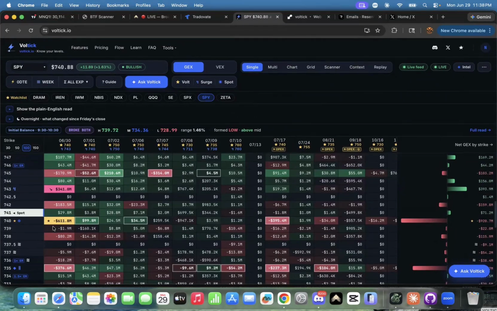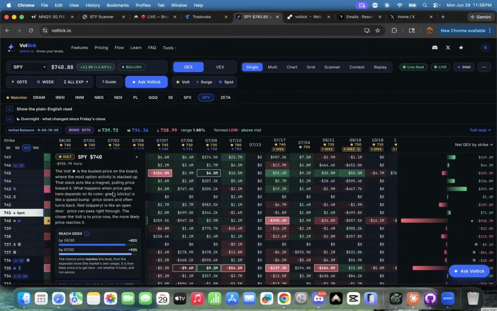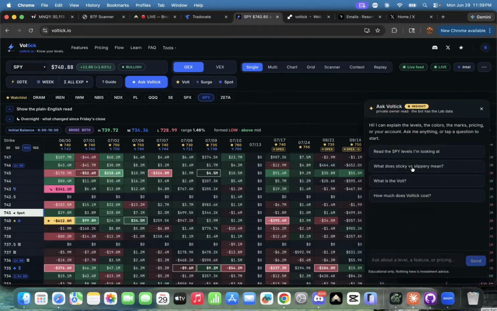First of all, a volt node is a node where it's the busiest price on the board. It basically acts like a magnet. Realistically, positive gamma is much better for this. Usually when you get into positive gamma, price gets stickier. It's a more controlled price. And when you get to these nodes, like we did today on SPY, SPX, QQQ, price usually chops around and sits there. You could ask VolTick for any of this, by the way.